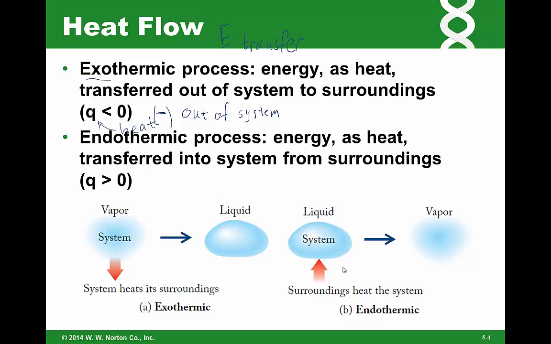So the contrast then is an endothermic process. Endo means going in, exo means going out. Those of you that are biologists might know that certain animals have an exoskeleton, so that's a skeleton that's on the outside, right? So we can think about heat going out. So in an endothermic process, energy, as heat in this case, is transferred into the system from the surroundings. So in this case, the surroundings would be heating up our system. So our system is gaining heat from the surroundings.